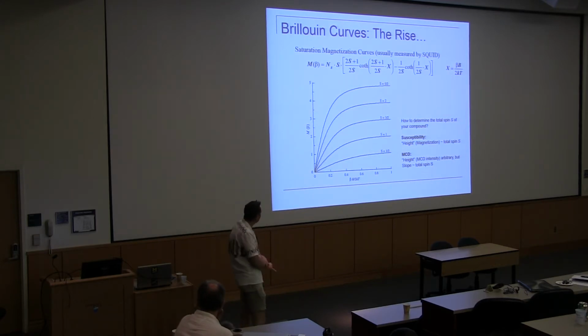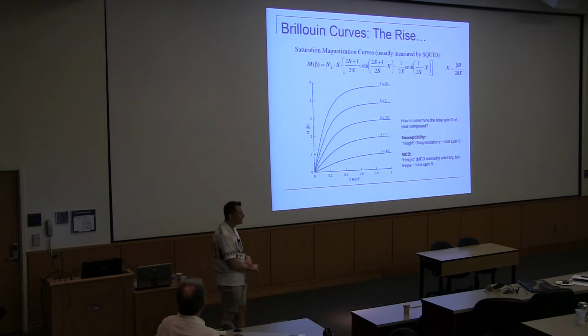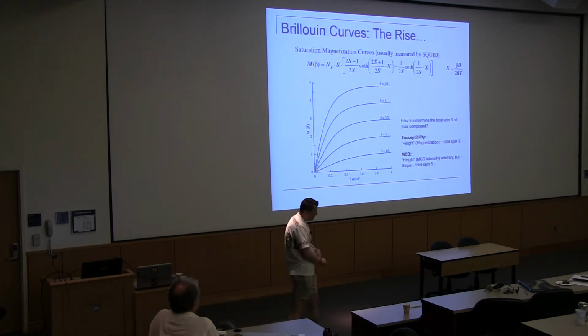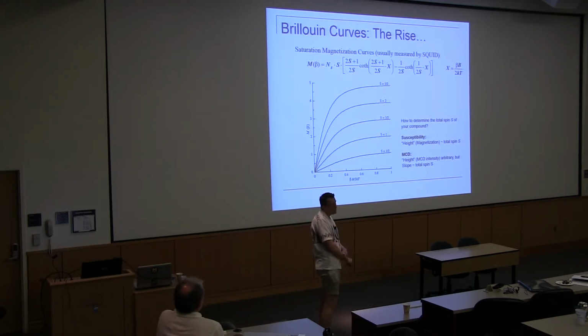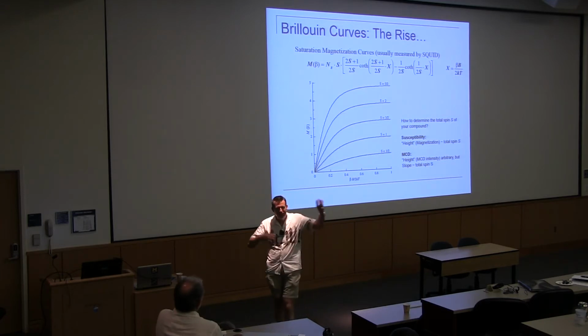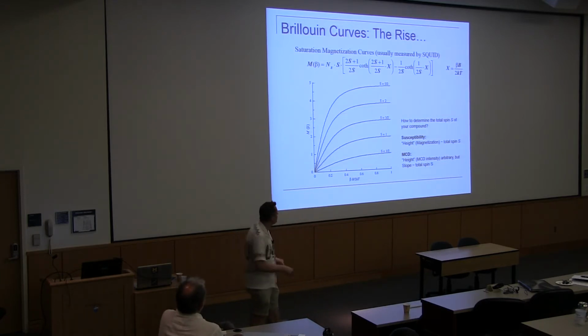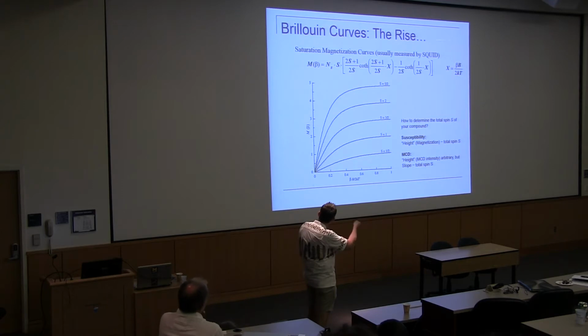In MCD, we can't do this because our MCD intensity also depends on the electric dipole or transition dipole matrix elements. So the absolute intensities cannot be used to determine spin state. But in some cases, when we're lucky, we can use the shape of the curve. That's not so obvious when you look at this, but the shapes of the curves are also different. As you go to higher spins, the initial slope of the curve is steeper. And these are, again, the Brillouin curves.